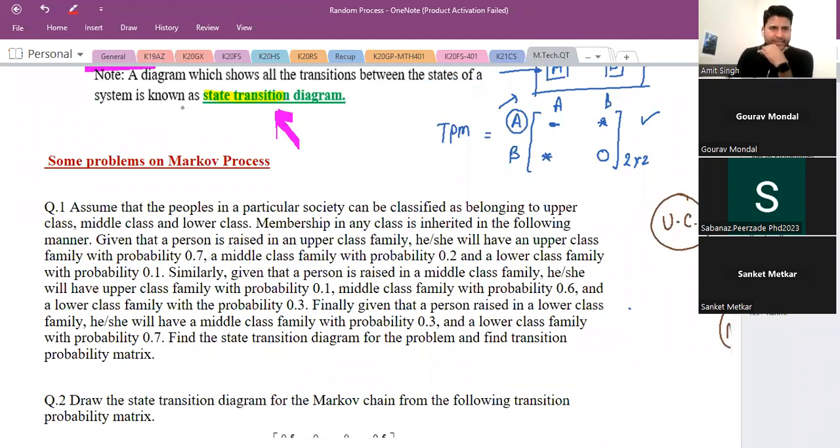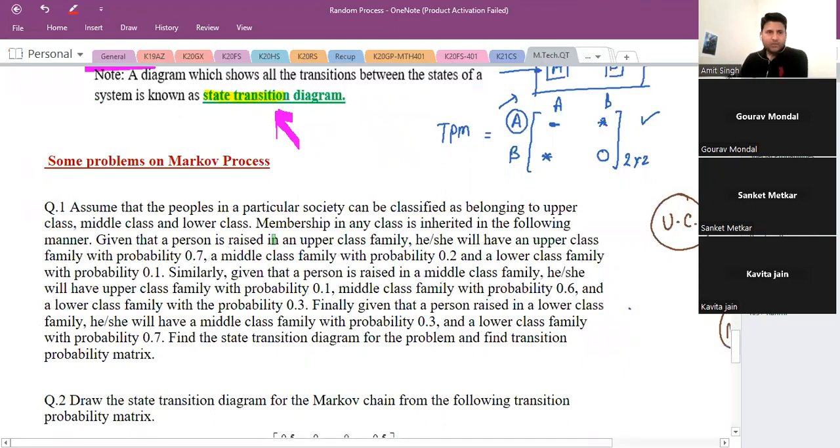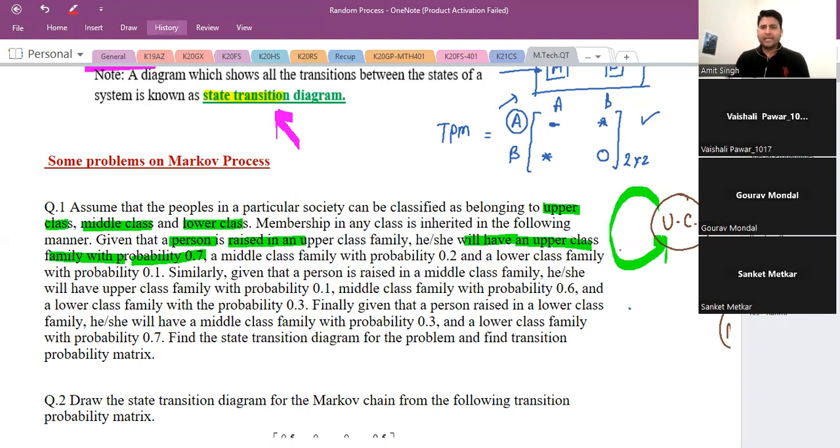So what is given, try to read it first. Assume that the people in a particular society can be classified as belonging to upper class, middle class or lower class. Now membership in any class is inherited in the following manner. That means if a person is raised in an upper class family, he or she will remain in the upper class with a probability 0.7. It means if a person is born in an upper class family, they will remain in upper class with probability 0.7. So upper class to upper class, this probability is given as 0.7.